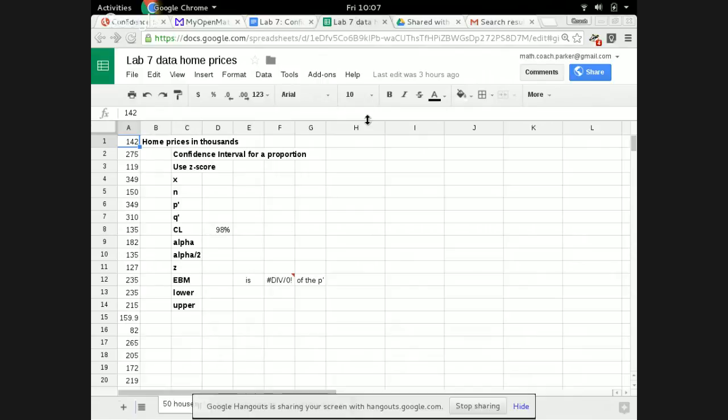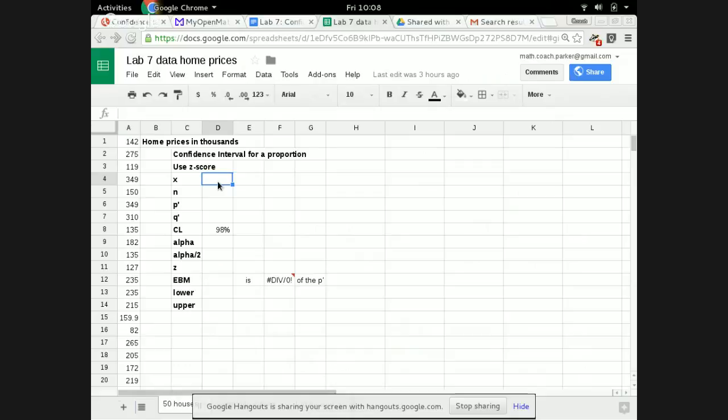So same exact data we have from last time. This time the difference is we are looking at the proportion of houses under 150,000 as opposed to the average value of the house. So we're making a totally different interval. To do that, I'm going to have to count how many of these houses are under. So don't try to do the sheet at the same time as me. I'm just going to demo it, and then I'll help you guys do it.